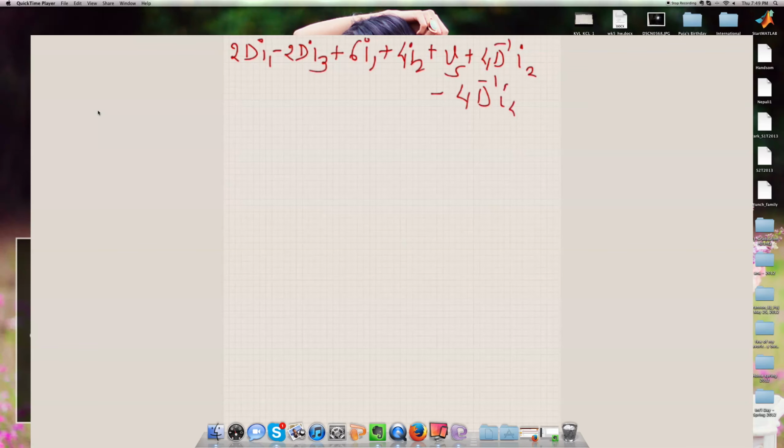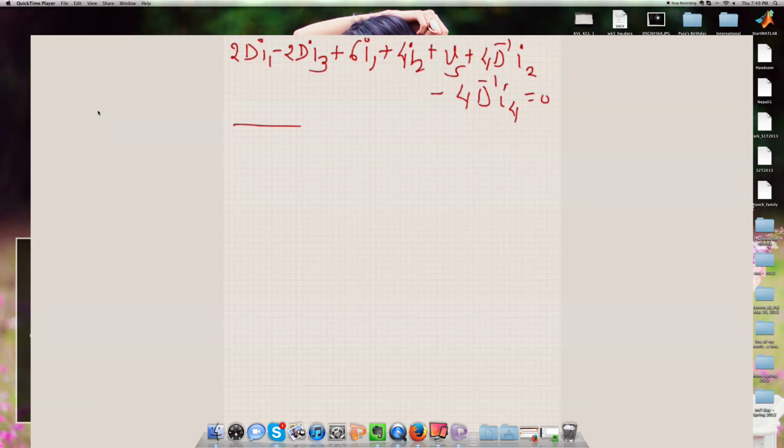If we expand this expression, we will get 2D I sub 1 minus 2D I sub 3 plus 6 I1 plus 4 I2 plus V sub S plus 4 D minus 1 I sub 2 minus 4 D minus 1 I sub 4 equals 0.